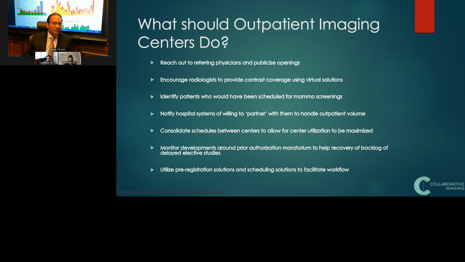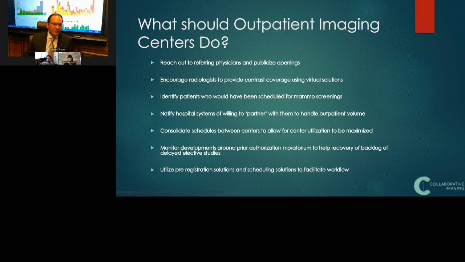Identify patients who have been scheduled for mammos that did not come in for mammos, and try and get those patients to come back. Talk to those patients, show them that you've taken the precautionary measures, that they can come back in, they can do their mammo screening studies. Partner with hospital systems who cannot provide the services within their hospital and they want to move the patients to an outpatient center. Set up partnerships, alliances with those hospitals so you can get that volume coming to you.